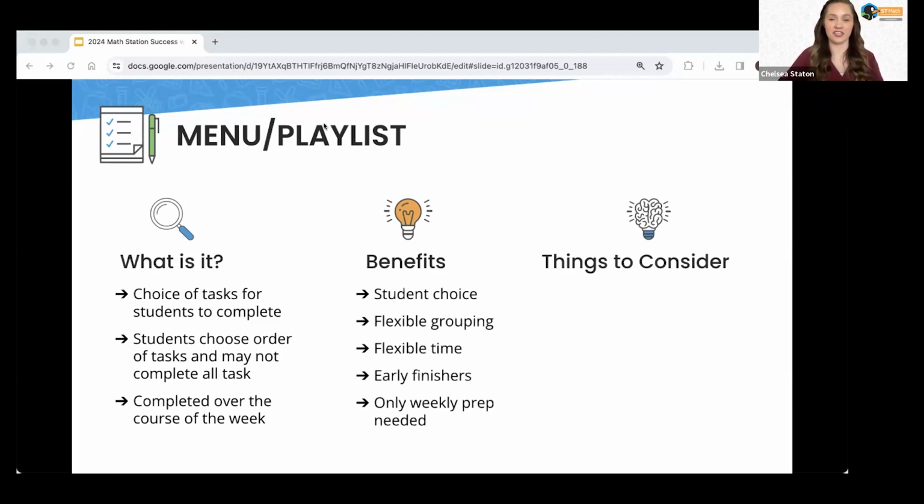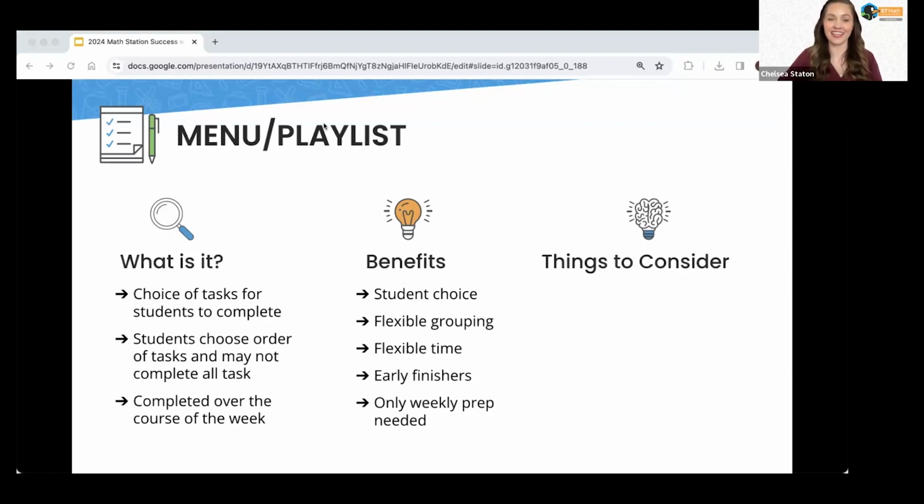Some of the benefits of this are, again, your students have choice, have a little bit more control in what they're doing. As a teacher, it gives you more flexibility in who you're pulling and how long you're pulling them for. Again, you don't have to worry about early finishers because your playlist would have enough activities on it that you don't have students who finish everything.